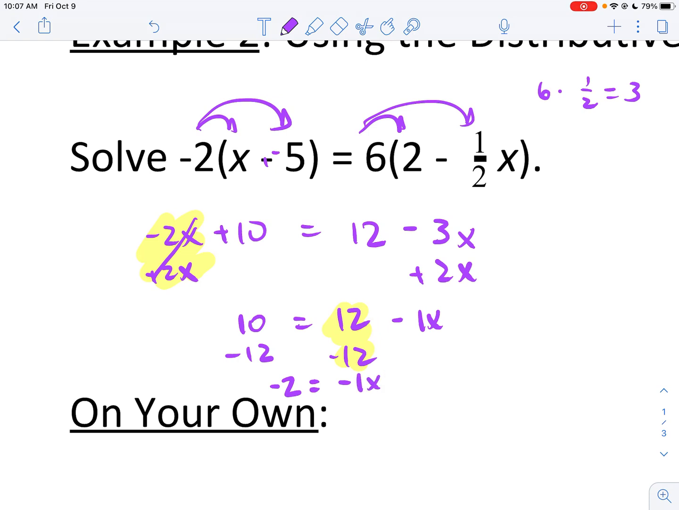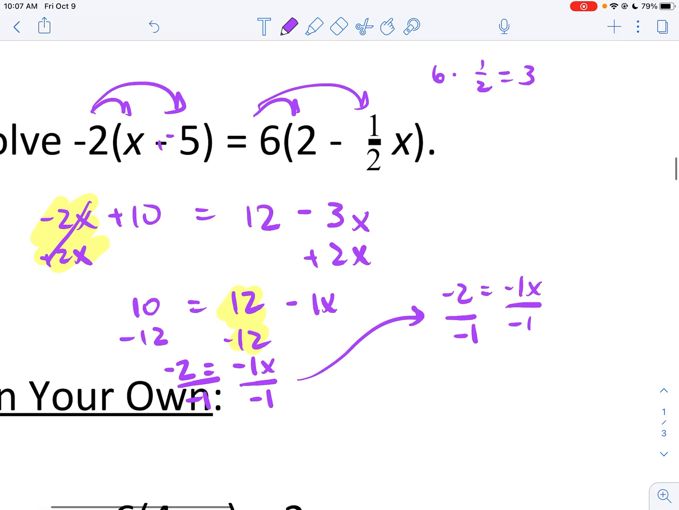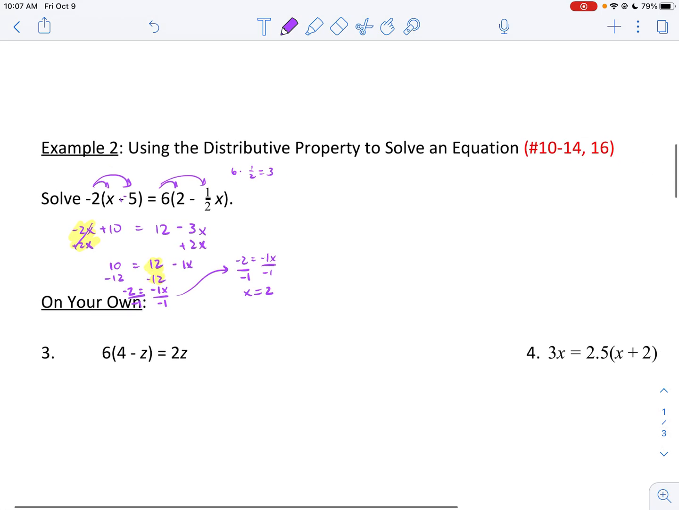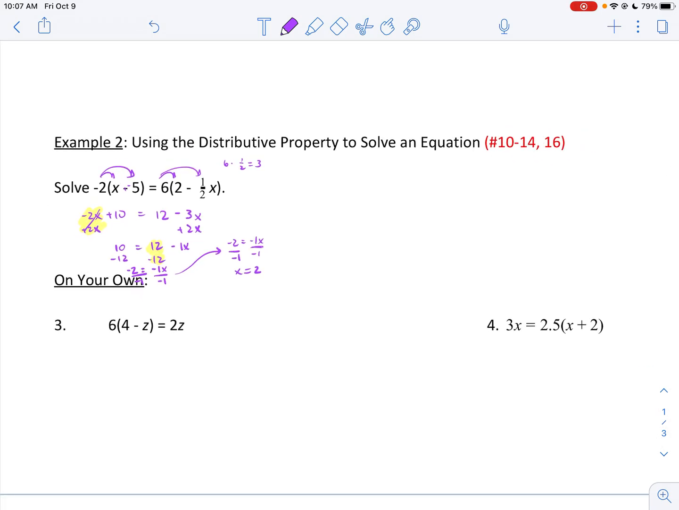But I want positive 1x. So now let's divide by negative 1. I have negative 2 is equal to negative 1x. I divide it by negative 1, divide it by negative 1. Negative 2 divided by negative 1 is positive 2. So I get x is equal to 2. Okay, why don't you try on your own 3 and 4.